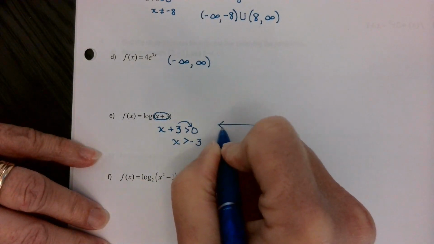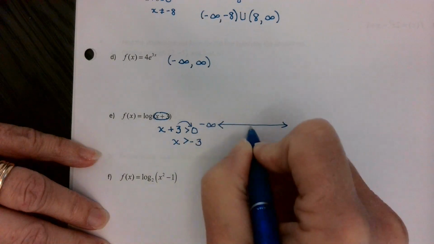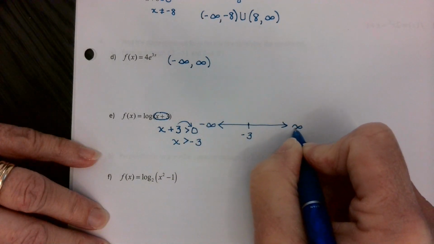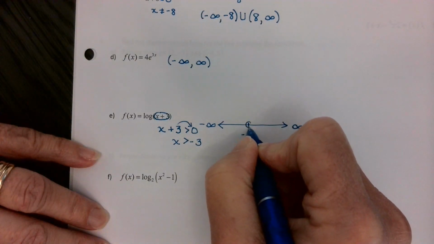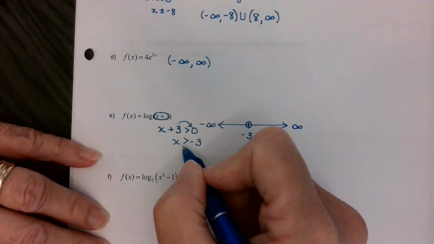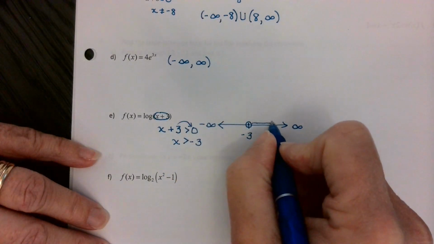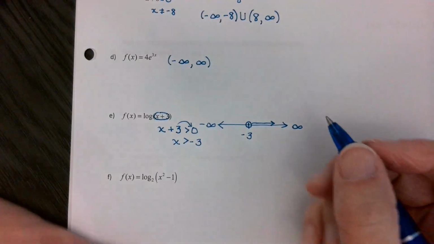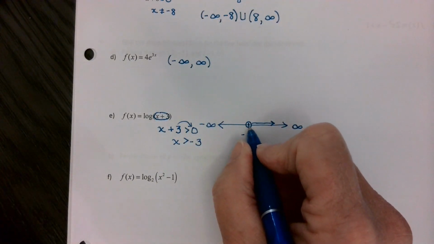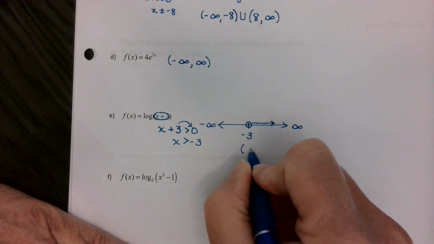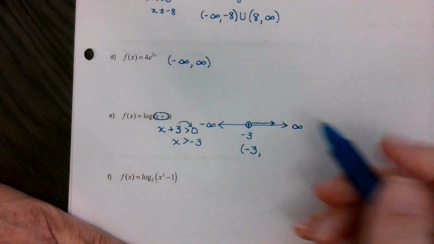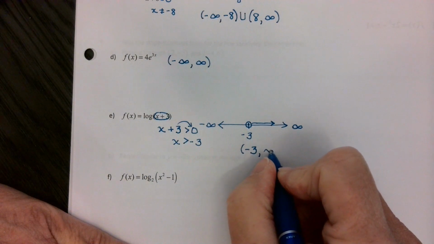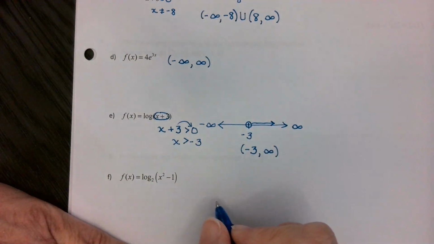Number line, negative infinity on the left, negative 3 right here, and infinity right there. Okay, because it cannot be negative 3, we're going to make an open circle. This says all values greater than that, so it's going this direction. Now all you have to do is put it in interval notation. Because it's not included, it's a parenthesis. Negative 3 is our smallest number because you read it left to right, and it goes towards infinity in parentheses.